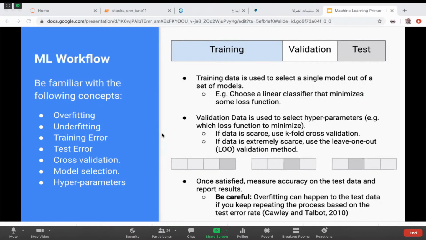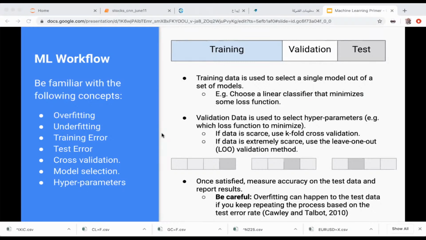This is one way to do this if you cannot afford to have a separate validation data set, because you don't have plenty of data to begin with. And the idea here is that you are making full use of the training data when doing this validation.